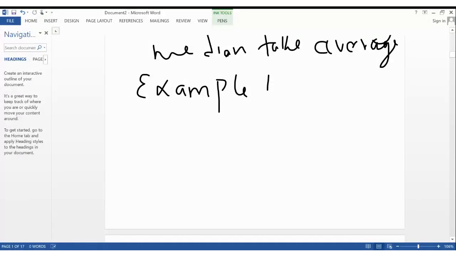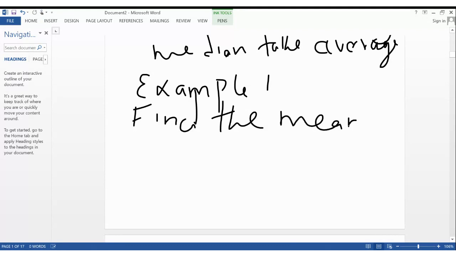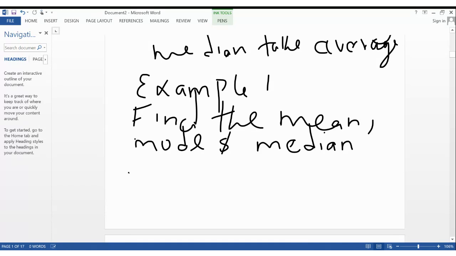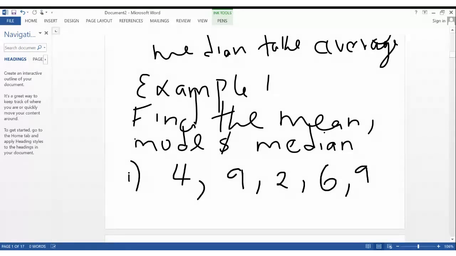Find the mean, mode, and median. Number one. We have 4, 9, 2, 6, 9. 4, 9, 2, 6, and 9.